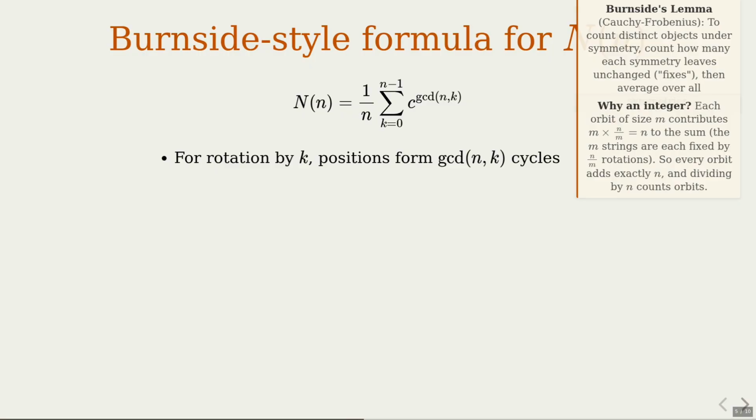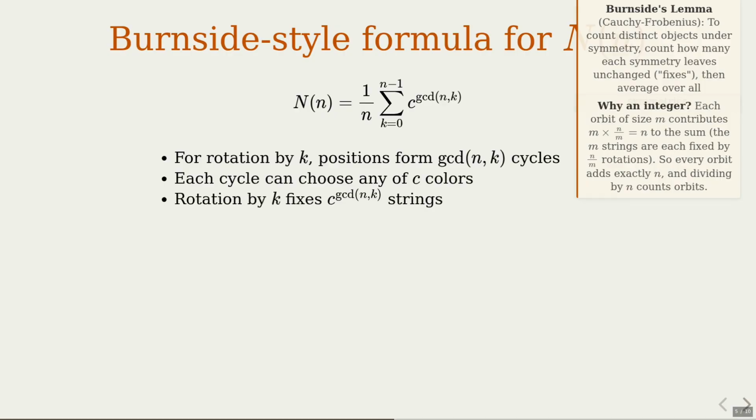The cycles we discussed earlier depend only on n and k through their greatest common divisor. Once all positions in a cycle share one color, and cycles are independent, there are C choices per cycle. So that exponent counts the cycles, and the base C counts the color choices for each cycle. Burnside-style reasoning tells us that the number of orbits, our necklaces, is this average number of fixed strings.